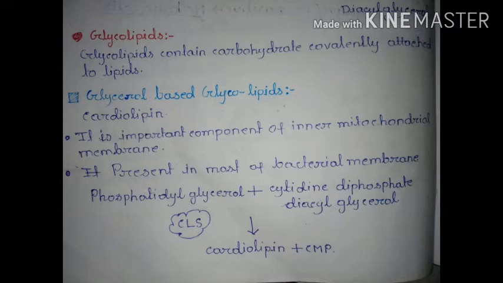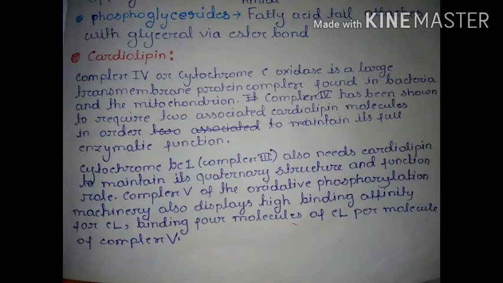Now what is cardiolipin and what is its role? As we know, cardiolipin is a glycerol-based glycolipid. In the inner mitochondrial membrane there are complex 1, complex 2, complex 3, complex 4 and 5, and with the help of those complexes the electron transport chain occurs, and oxidative phosphorylation occurs with the help of enzymes.